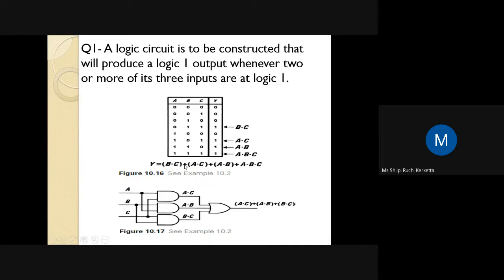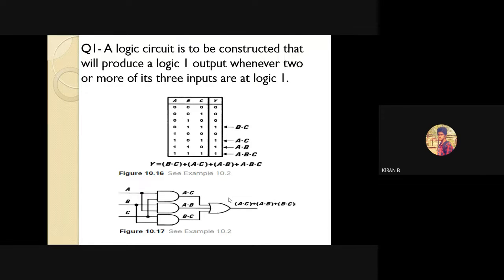So here we have this OR gate. We will use this 3 input OR gate. Here it is not 2 inputs, it is 3 inputs. So we will take AC, we will take this AB, and we will take this B into C. And if we OR them, it will come as A into C plus A into B plus B into C. Okay. Any doubt in this, how we are doing these circuits?